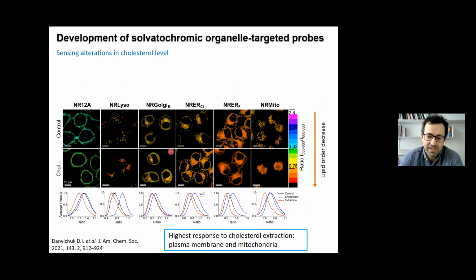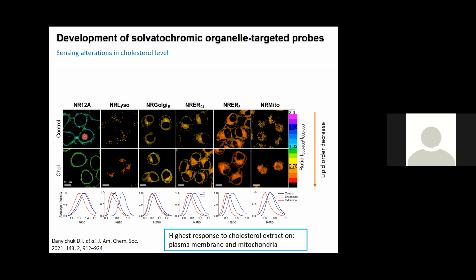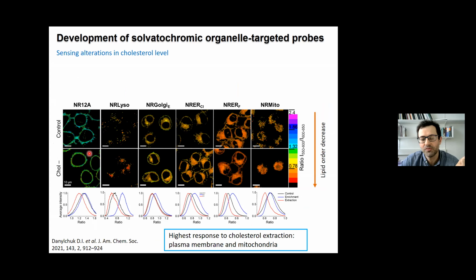So cholesterol directly addresses lipid composition, and so we could see whether the probes are sensitive to extraction of cholesterol. Of course, for the plasma membrane probe, no surprise, removal of cholesterol decreases lipid order. The effects were a bit different, but they were observed for all markers. We could see changes in lipid order, and the strongest changes were in the plasma membrane and the mitochondria, but they were observed for practically all.